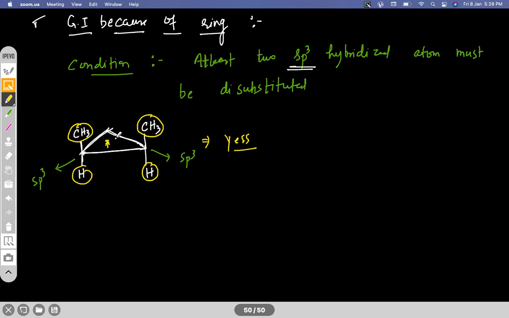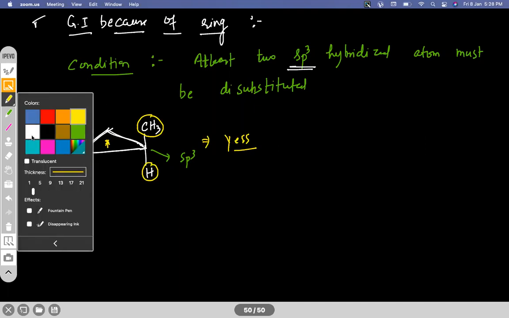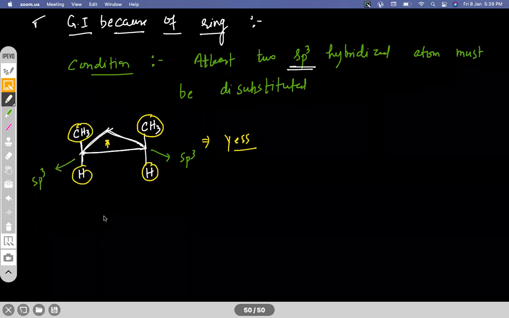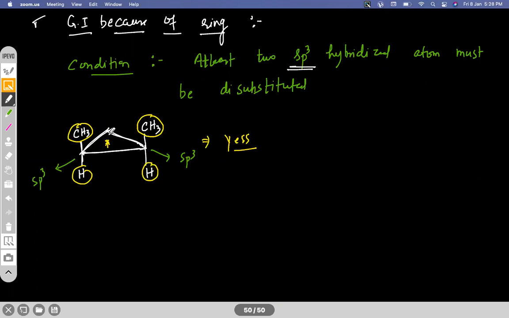Clear? Just the condition you need to apply. We don't have logic for how it happened. The rule is given in the book that you have to keep in mind. Obviously, there is research behind this rule, a lot of research, but we don't have to go into all the history of how we got to this particular thing. That is not at all required.